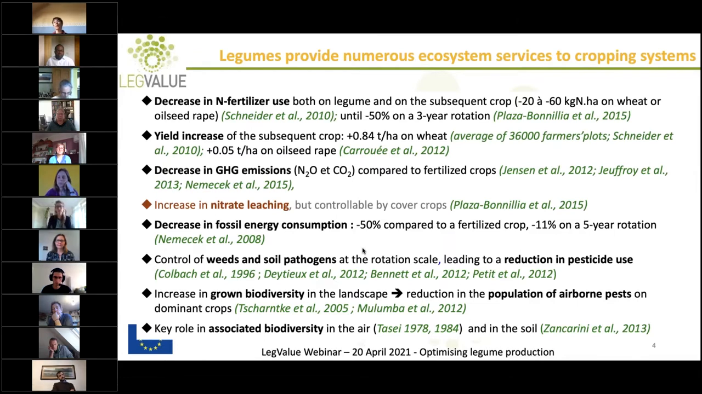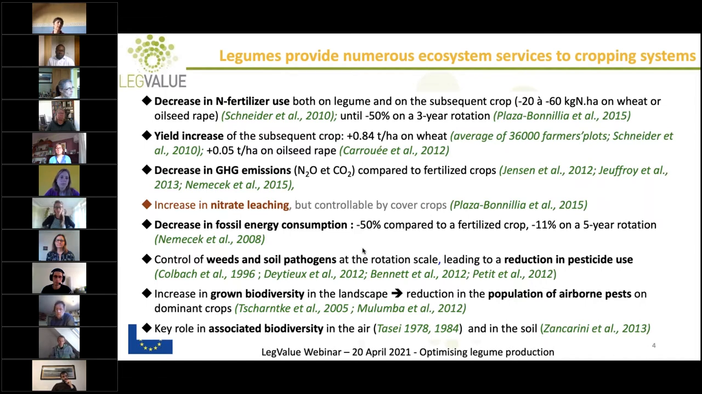We also know that legumes provide numerous ecosystem services to cropping systems, such as decreasing the nitrogen fertilizer requirement, both for the legume and for the subsequent crops, thus reducing nitrogen fertilizer use in the crops and in the rotation. It also increases the yield of subsequent crops, and decreases greenhouse gas emissions compared to fertilized crops. It can also lead to increased nitrate leaching, which is not a service, but this can be controlled by cover crops.